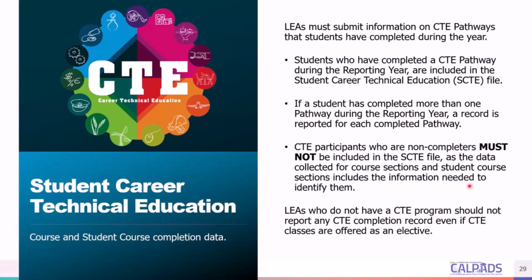You can report an SCTE record if a student completed the capstone course last year and then finished the middle course or concentrator course this year. If a student followed the wrong sequence, then you would still need to report the SCSC record in the year that you claim the student to be a pathway completer, right?